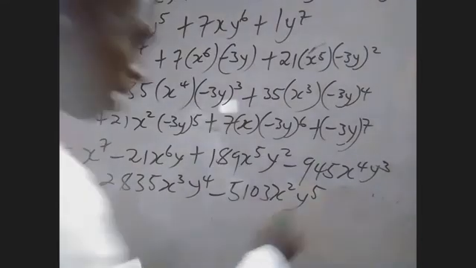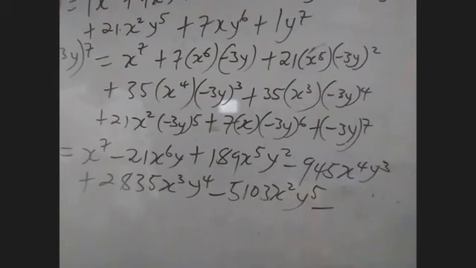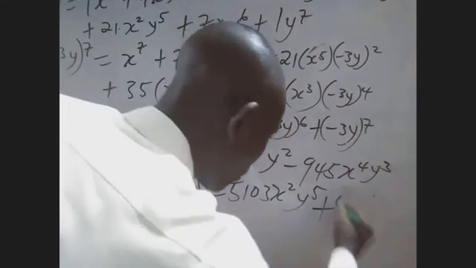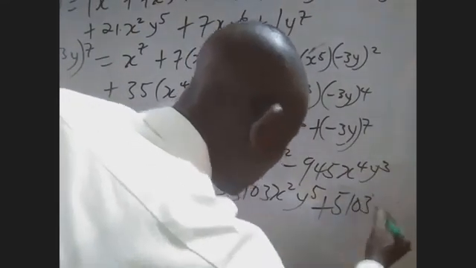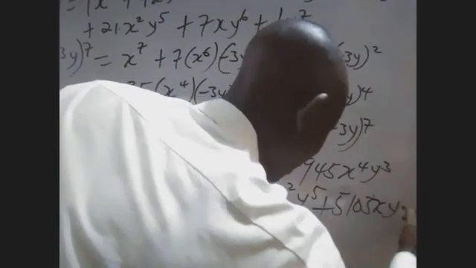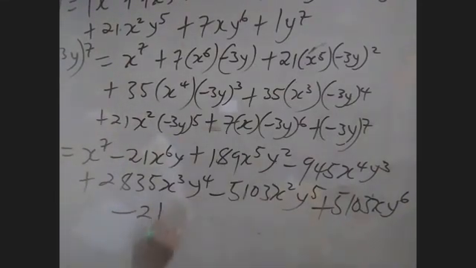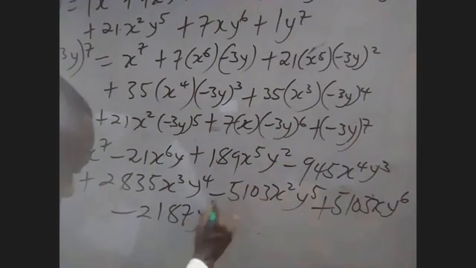So here it's plus 5103. The power of s here is 1, while that of y is 6. And finally, we have (−3)^7, which is minus 2187 y^7.